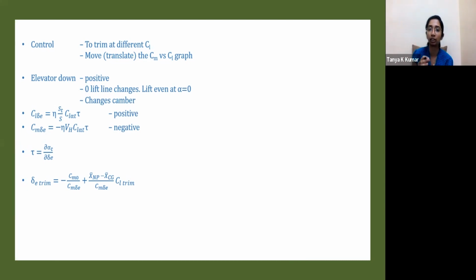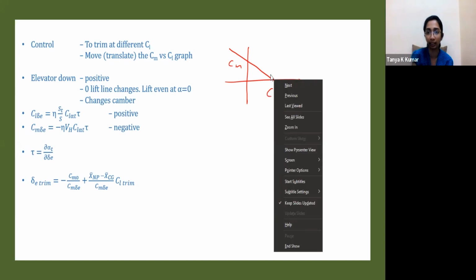The control surface, as far as longitudinal angular motion is concerned, is the elevator. So deflection of the elevator allows you to trim the aircraft at different velocities. That means at different CLs. So what this does is the CM versus CL graph. It allows you to trim the aircraft at different CL. So this is where the CM is 0. This is where it is currently trimmed.